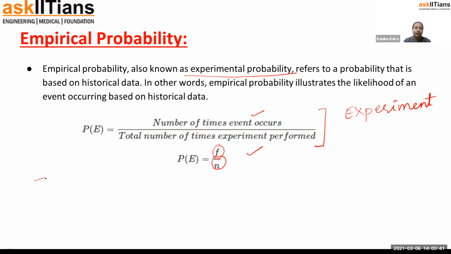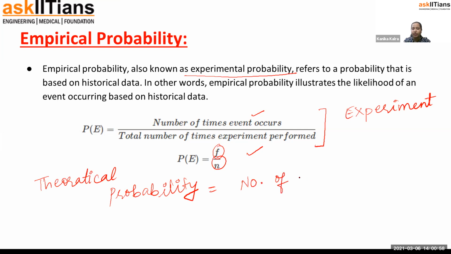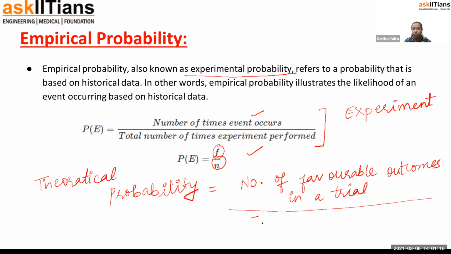Also in the starting, I talked about theoretical probability as well. Theoretical probability is always related to a single trial. So it is the number of favorable outcomes in a trial divided by total outcomes of a trial.